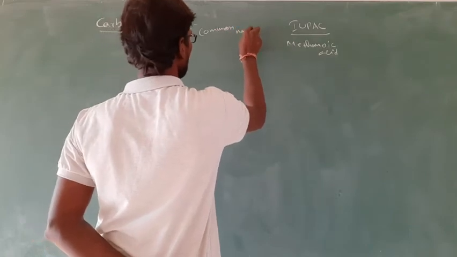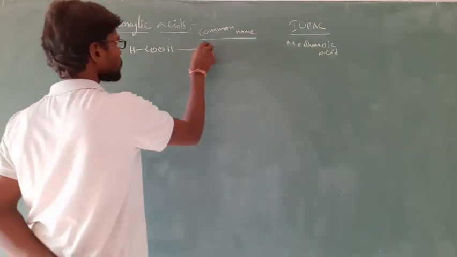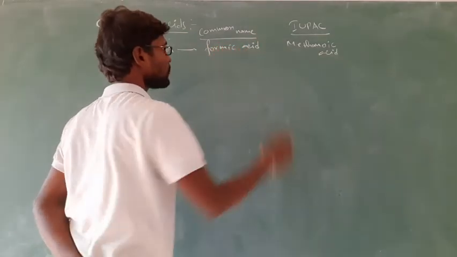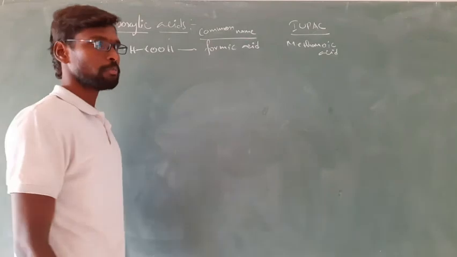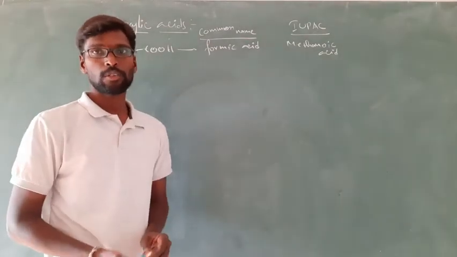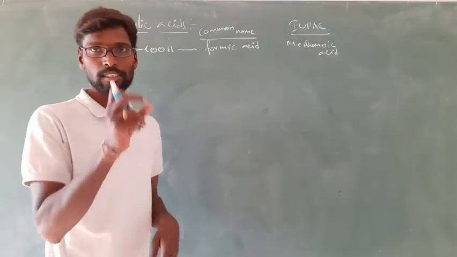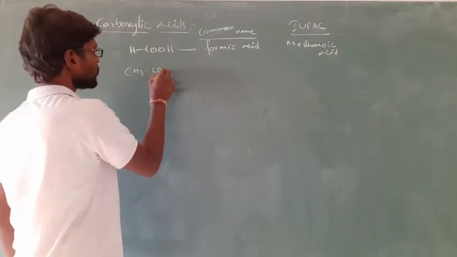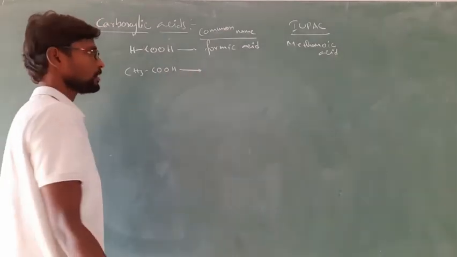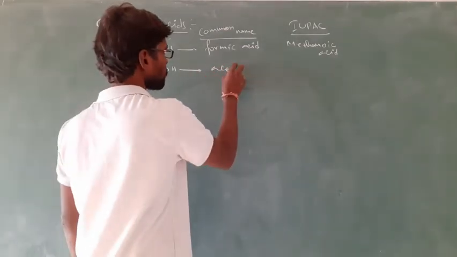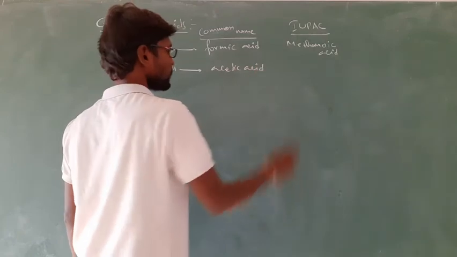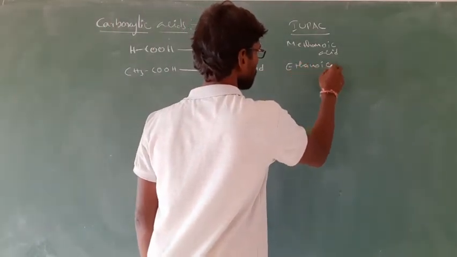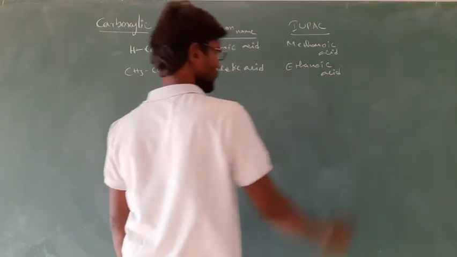So common names we have. This is called in common formic acid. Formica is a Latin word which means ant stings, so that means formic acid is present in ant stings. Next, the second one is CH3COOH, which is called acetic acid, and it is called ethanoic acid.